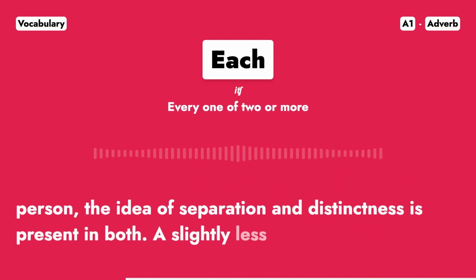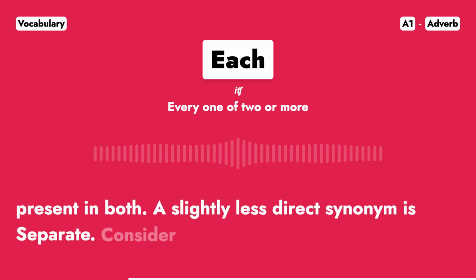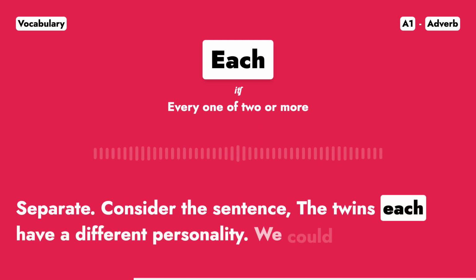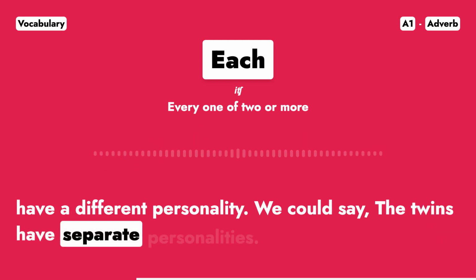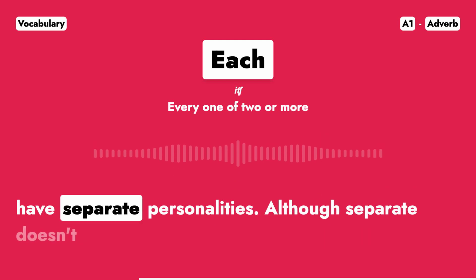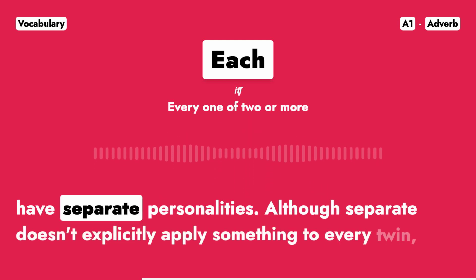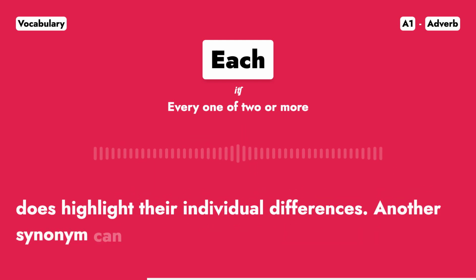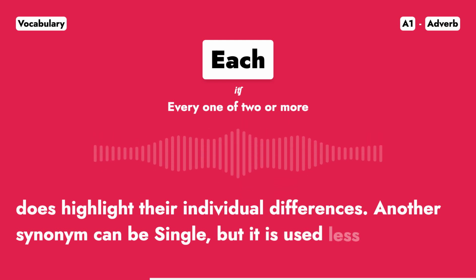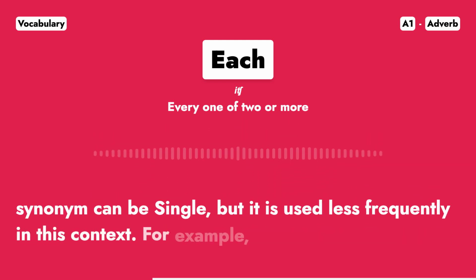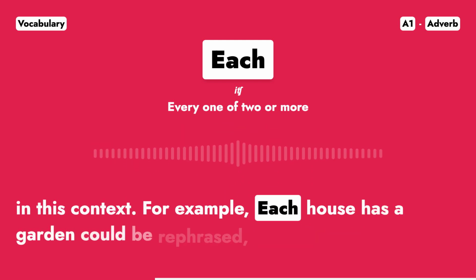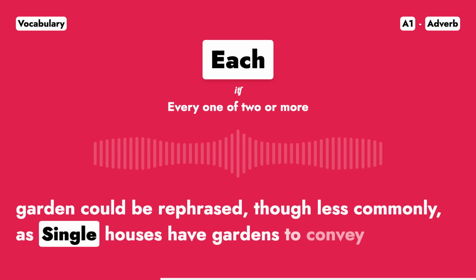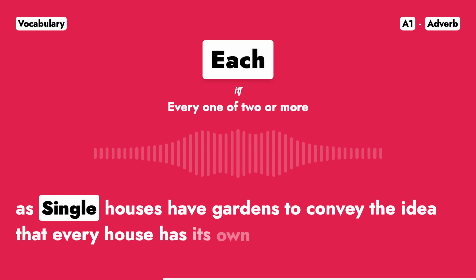A slightly less direct synonym is separate. Consider the sentence, the twins each have a different personality. We could say, the twins have separate personalities. Although separate doesn't explicitly apply something to every twin, it does highlight their individual differences. Another synonym can be single, but it is used less frequently in this context. For example, each house has a garden could be rephrased, though less commonly, as single houses have gardens to convey the idea that every house has its own garden.